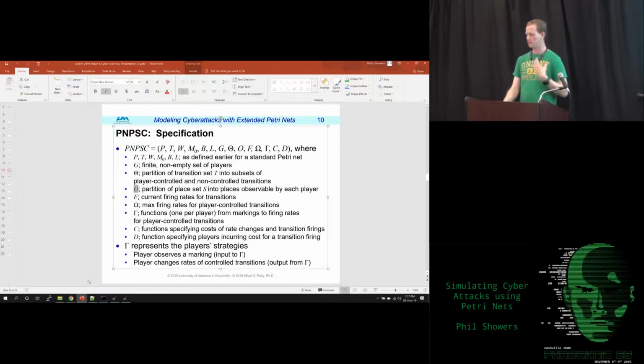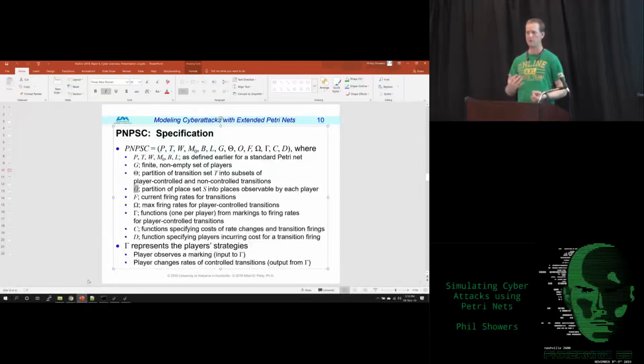We also have the set of firing rates. We have the different maximum rates for each of the controlled transitions. We have, let's see, what is delta? Or gamma? Gamma. Oh, so this is where we were actually storing the strategies. We record strategies for Petri nets in the actual rates as a mathematical function, and then it's up to the simulator, the person who's writing the simulation, to decide how they're actually going to model the player.